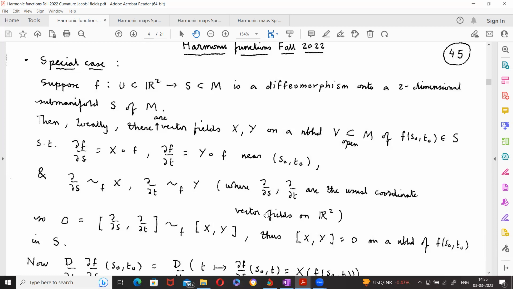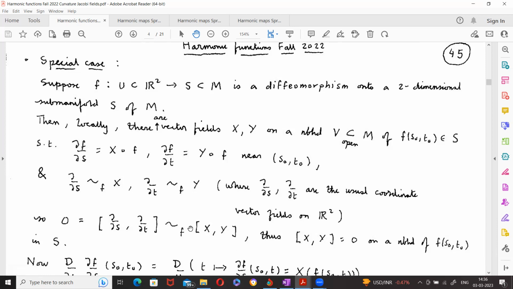And then by definition, if I look at the vector fields ∂/∂s and ∂/∂t, these are the coordinate vector fields on R², then ∂/∂s is f-related to X, right? And ∂/∂t is f-related to Y, right? So I know that, therefore, the bracket of ∂/∂s and ∂/∂t will be f-related to the bracket of X and Y, right? But the bracket of ∂/∂s and ∂/∂t is 0.